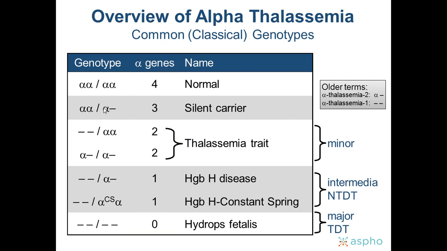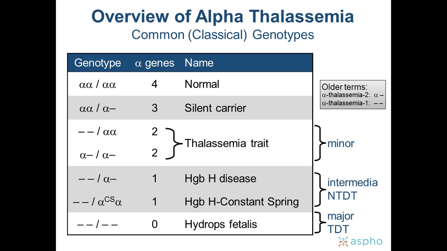When 1 is missing, we call that the alpha thalassemia silent carrier state. Technically, it's a trait, but we don't call it trait. This is the alpha thalassemia silent carrier state. And generally, these individuals have blood counts that are near normal. They may have slightly low hemoglobins or slightly low MCVs, but in general, close to normal blood counts, but near the lower limit of normal.